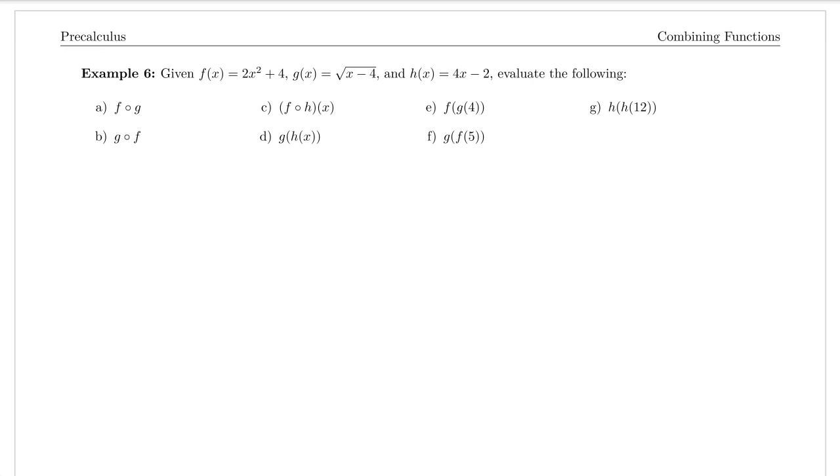Example 6 gives us the following functions. f of x equals 2x squared plus 4, g of x equals the square root of x minus 4, and h of x equals 4x minus 2. We want to evaluate the following expressions. Part A says f composed with g.